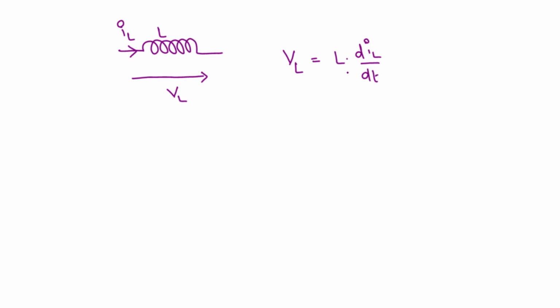Observe carefully here. The current IL is an integral causality. IL is equal to VL by L integral. So the VL will go inside: IL equals 1 by L integral of VL into dt. This function is called the integral causality.